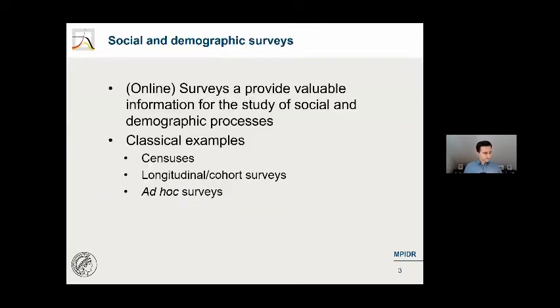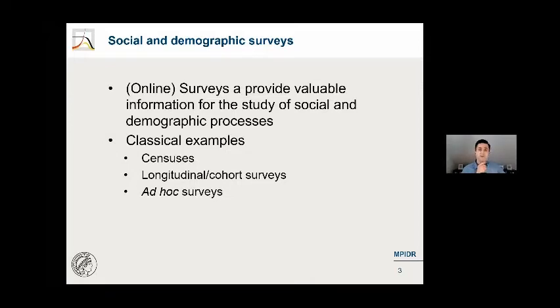And so I think in the context of colleagues who are mostly trained in sociology, I suppose, I don't think I need to say too much about the value that surveys, general surveys, but also online surveys have for the research that we do in social science, but also in demography.